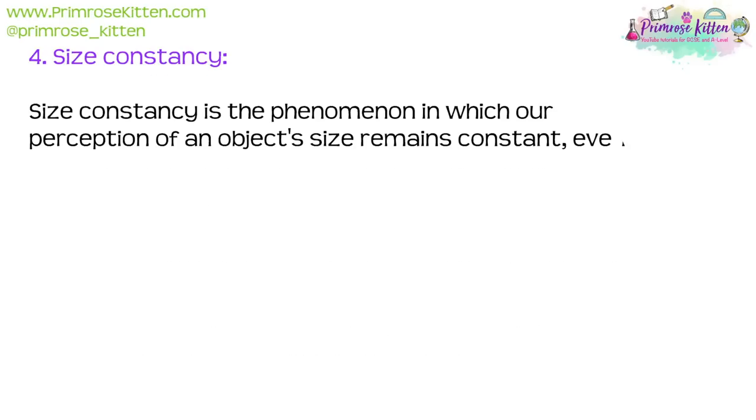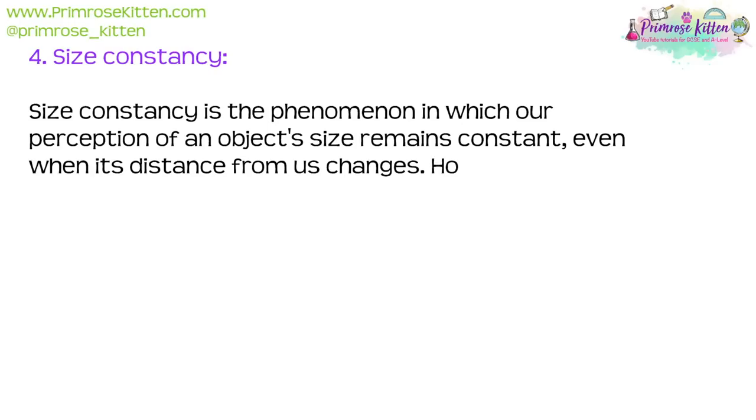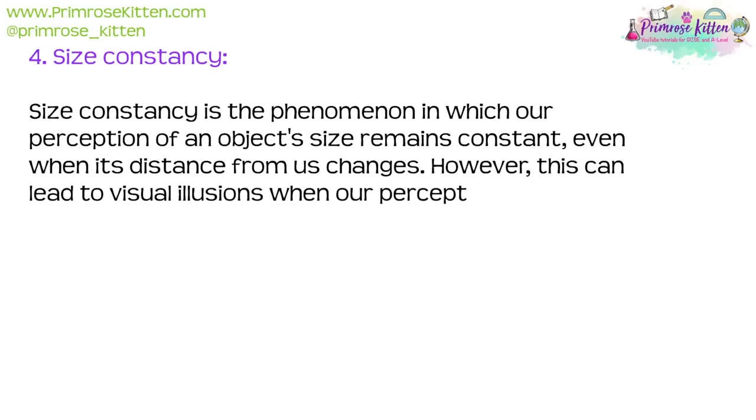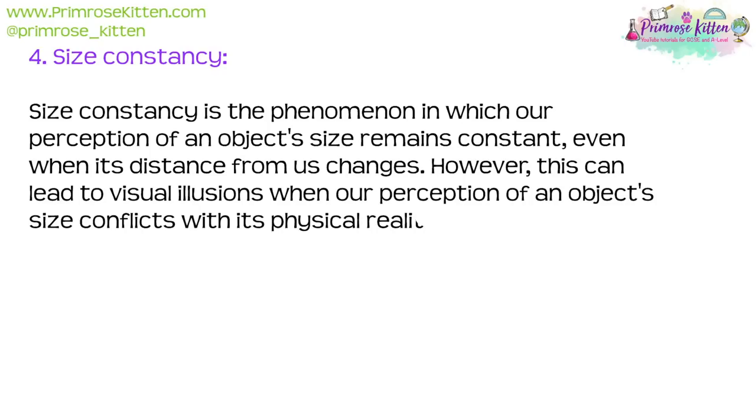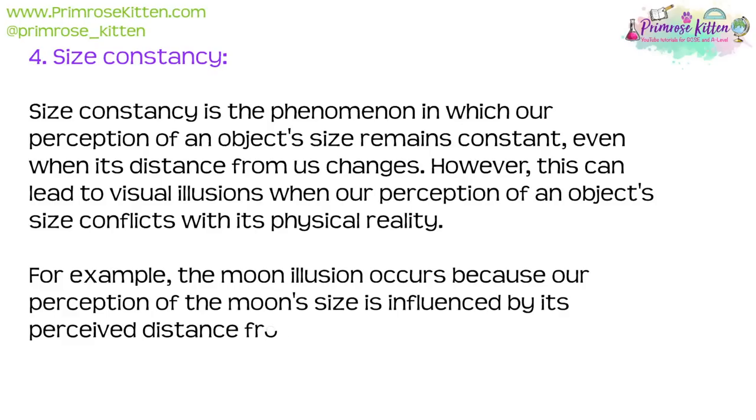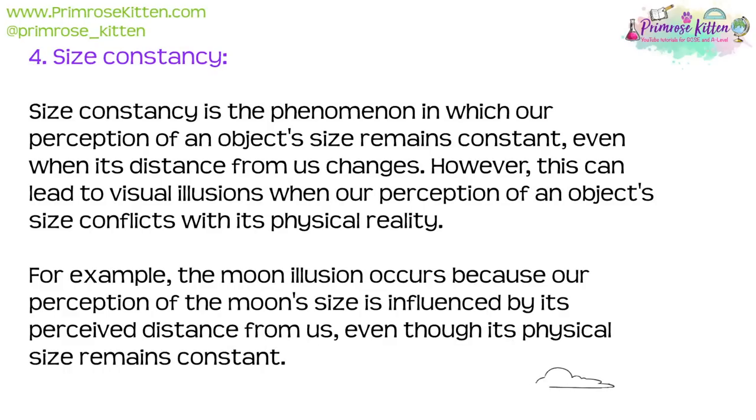Finally, size constancy. Size constancy is the phenomenon in which our perception of an object's size remains constant, even when its distance from us changes. However, this can lead to visual illusions when our perception of an object's size conflicts with its physical reality. For example, the moon illusion occurs because our perception of the moon's size is influenced by its perceived distance from us, even though its physical size remains constant.